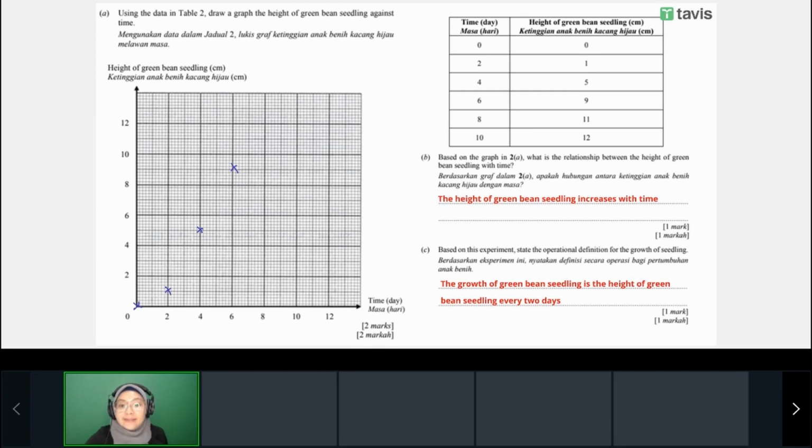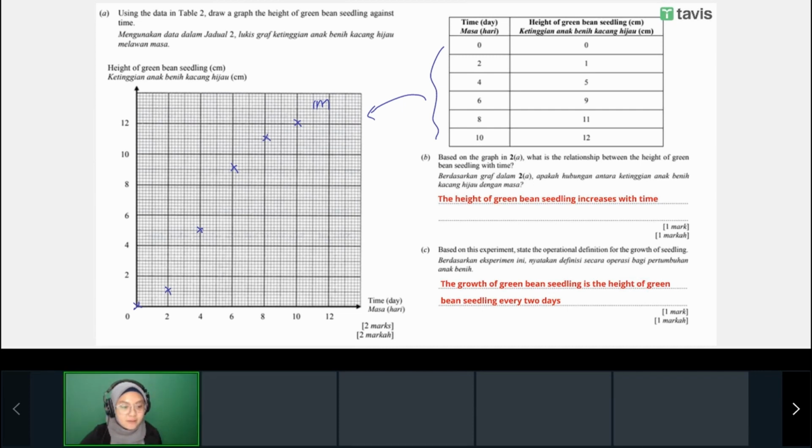And day 8, it is 11 cm. Day 8, 11 cm. And then day 10, 12 cm. Okay, now this one, if you transfer the information correctly, you're going to get 1 mark. Another 1 mark, where can you get? For a line. You have to join the line between the points that you mark.